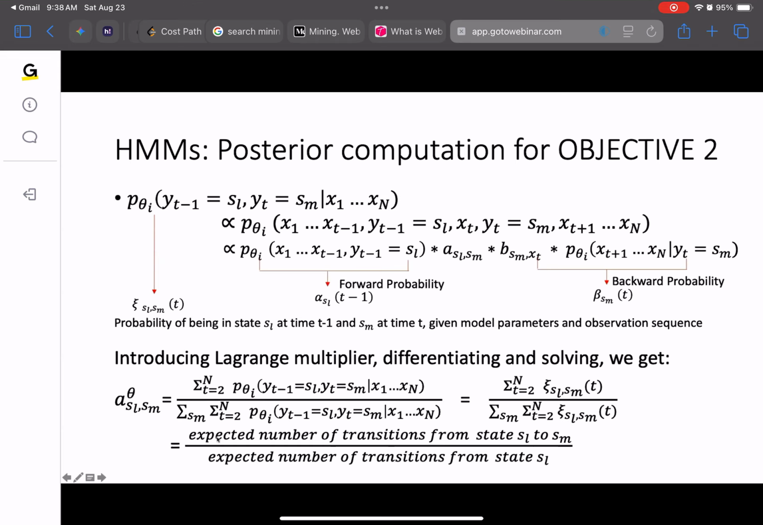This solution is similar to the solution we arrived at during the supervised approach, where we have the number of transitions from state SL to SM. Since in unsupervised learning we don't have access to the labeled data, what we did here is to estimate and approximate it using soft labels. That's the difference between the supervised and unsupervised approach.